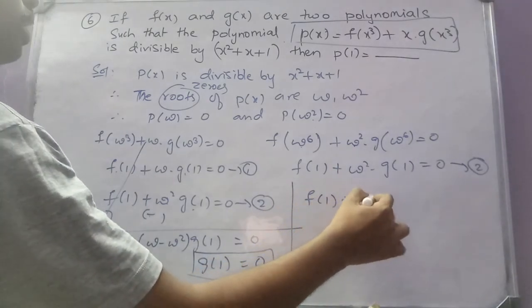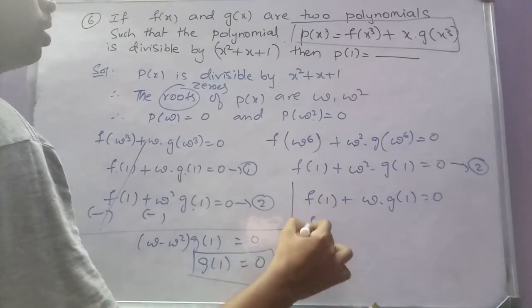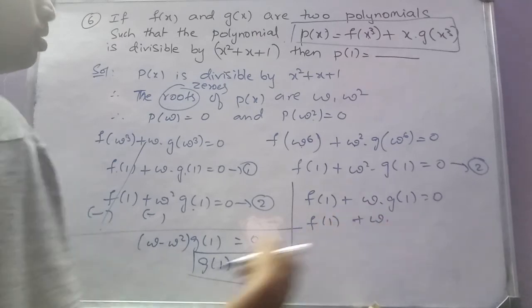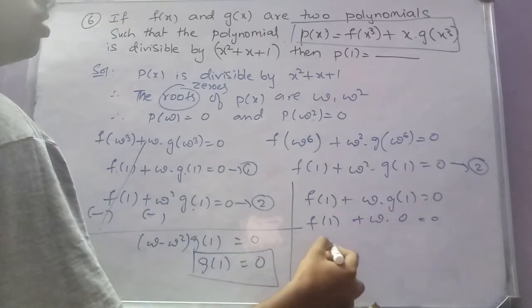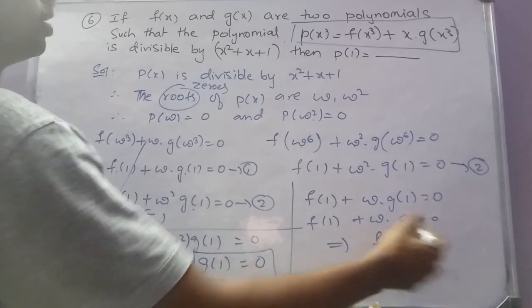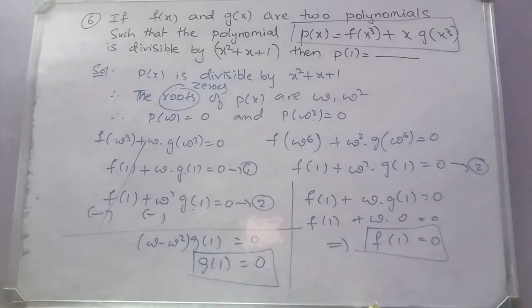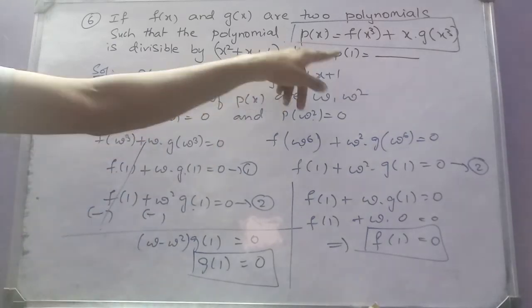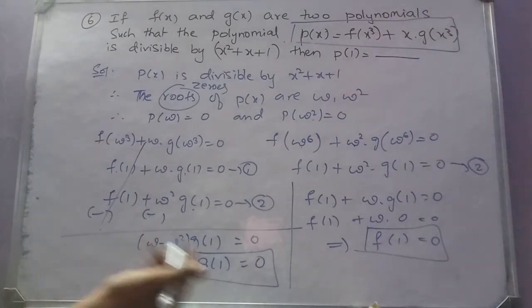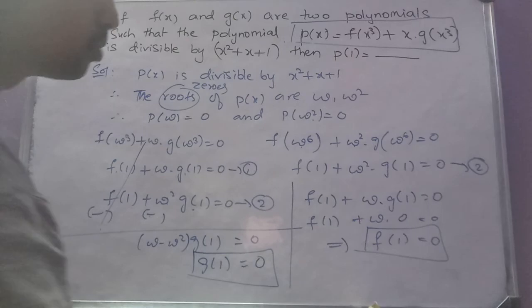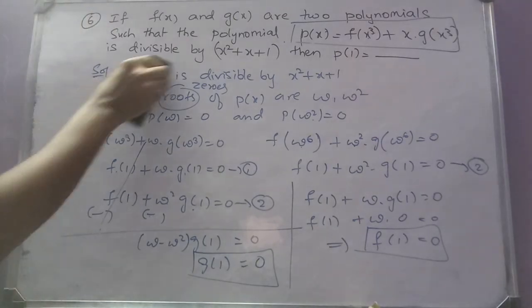F of 1 plus omega into g of 1 equal to 0. F of 1 plus omega into g of 1 is 0 only, na? So this will give you f of 1 also 0. So I got f of 1 equal to 0 and g of 1 equal to 0. Then what is p of 1? According to the question, they are asking p of 1 only. So let us find what is p of 1.